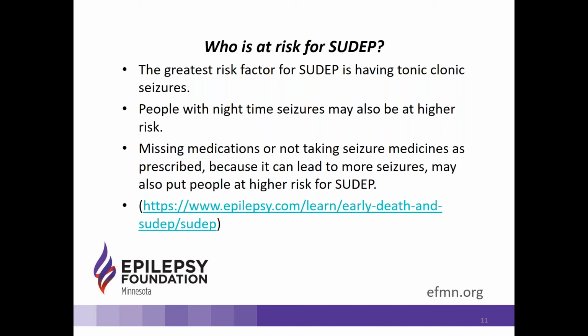Again, we know that the highest risk seems to be among people with tonic-clonic seizures, those convulsive seizures, whose seizures are not well controlled. Missing medications or not taking seizure medications as prescribed can also put people at higher risk for SUDEP simply because it leads to more seizures. And people who are having more seizures are at higher risk.